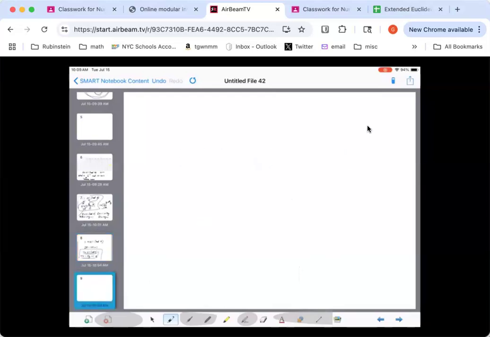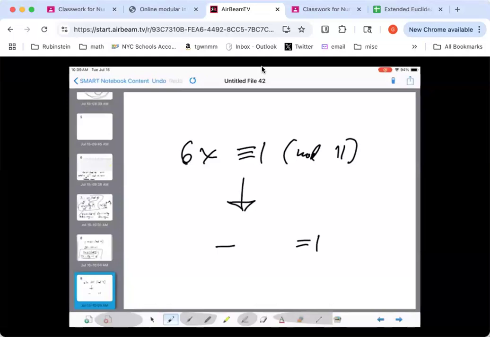So if I say 6x is congruent to 1 mod 11, what would be the equation? The equation that would have a regular equals 1 here and a minus there. Let's have someone raise a hand just to say what the new question is going to be, that is equivalent. Okay, Aveline? Is it 6x minus 11y is equal to 1? That's right.